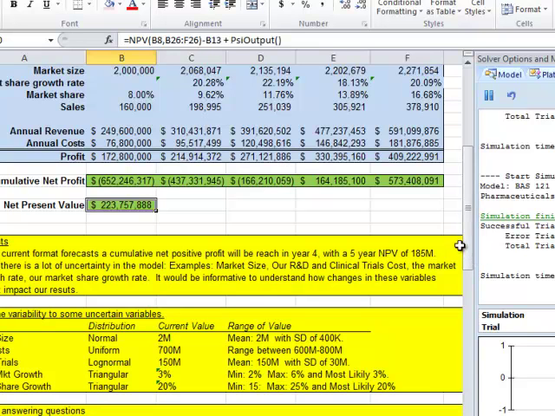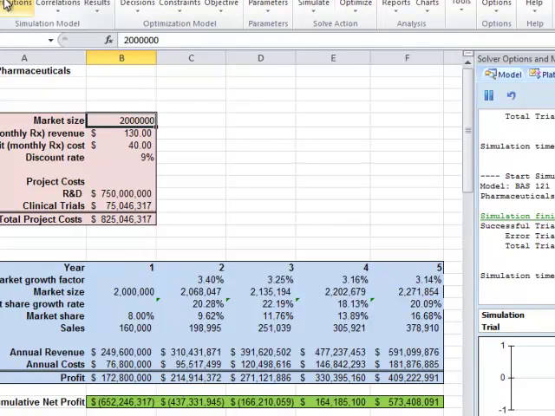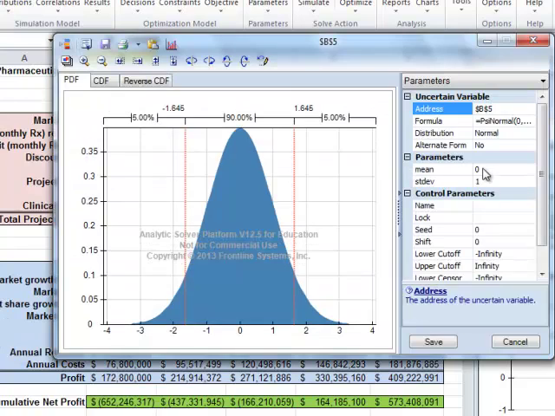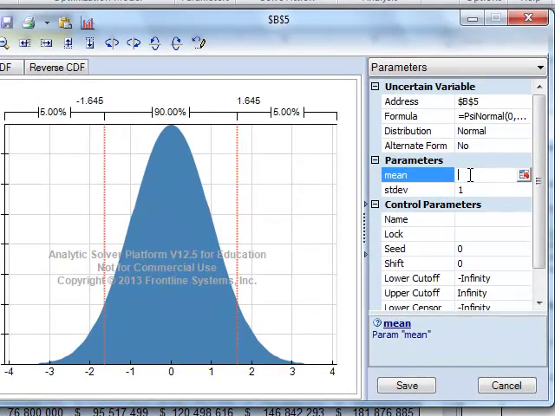I've done these bottom 3. Let me show you a couple how we would do that. So if we want to add to the market size, we would go to our analytic solver. We would say distribution. And for this one, let's put in a normal distribution. It's going to ask us for what the mean is. Well, let's say the mean is 2 million. And a standard deviation around that of 400,000.